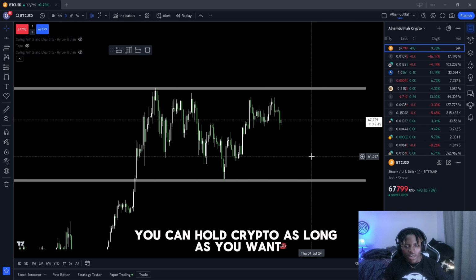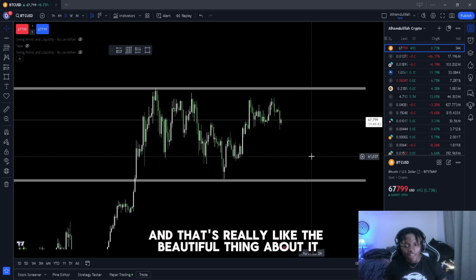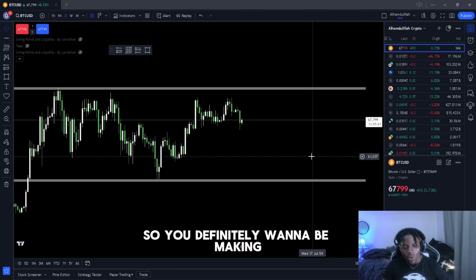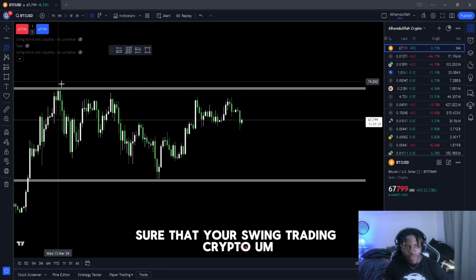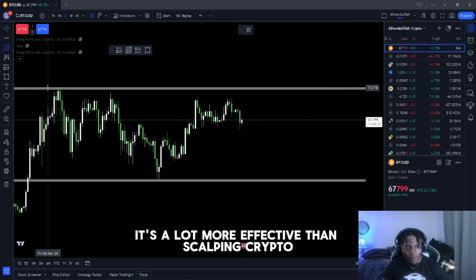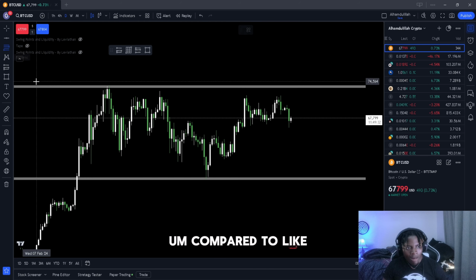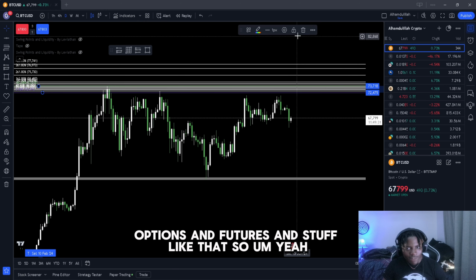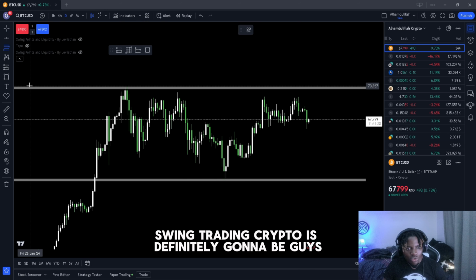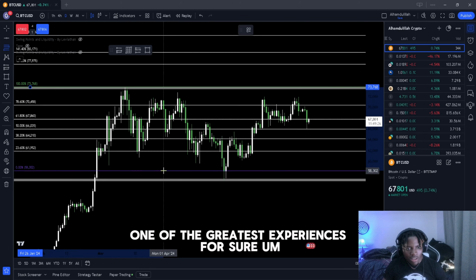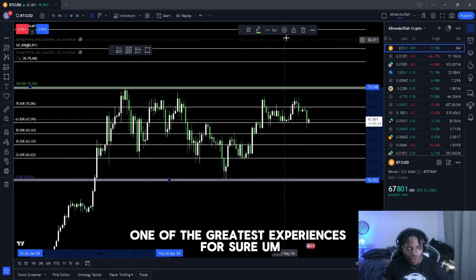So yeah, you can hold crypto as long as you want, and that's really the beautiful thing about it. So you definitely want to be making sure that you're swing trading crypto. It's a lot more effective than scalping crypto, due to the fact that there's also sometimes fees in crypto too, compared to options and futures and stuff like that. So yeah, swing trading crypto is definitely going to give you guys one of the greatest experiences for sure.